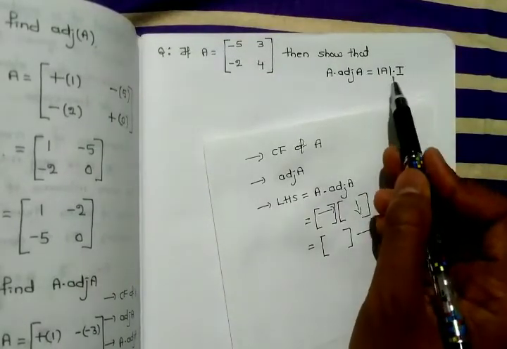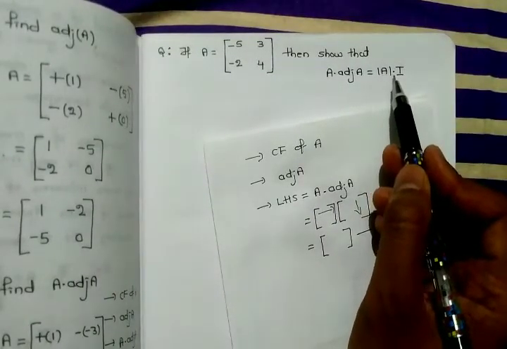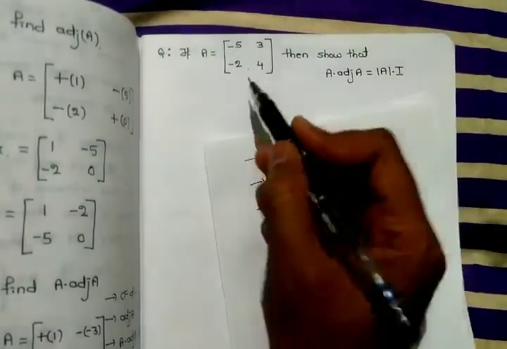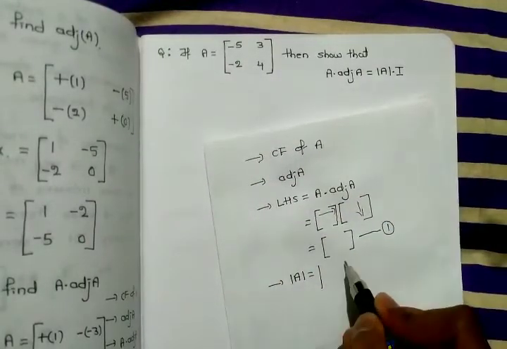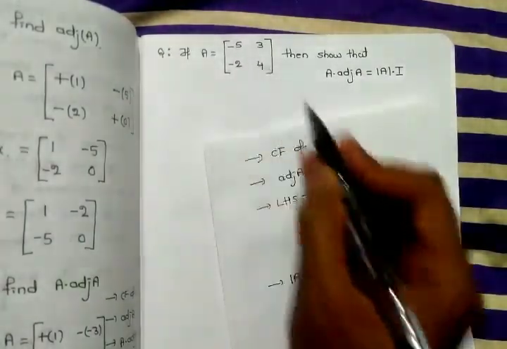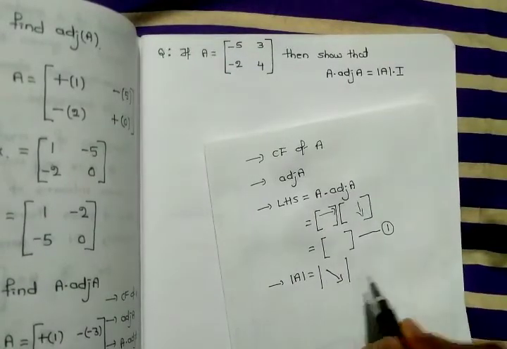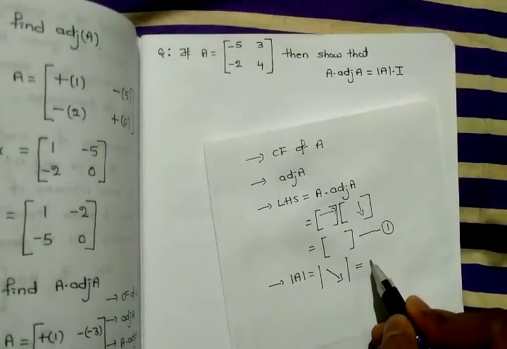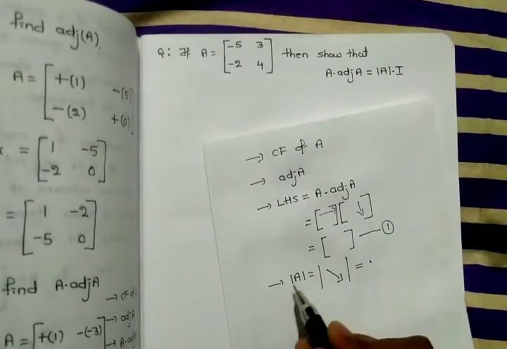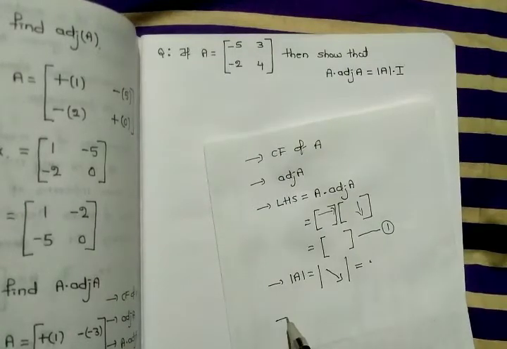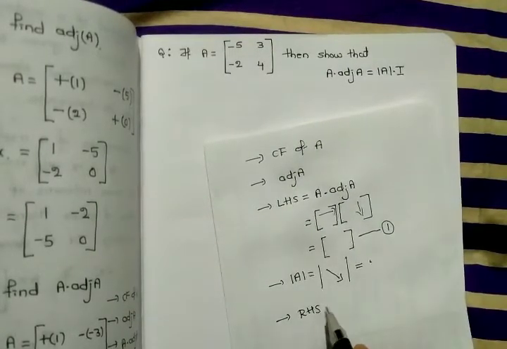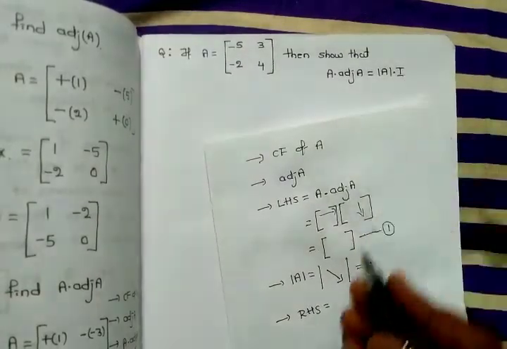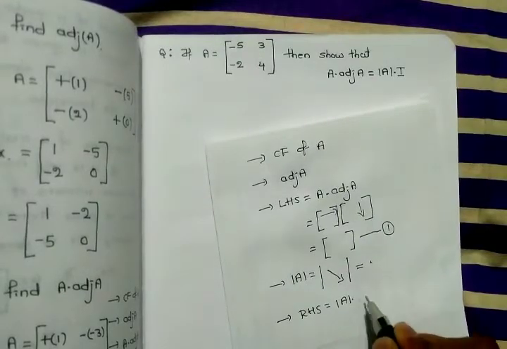So once you get the left hand side, next you need to go for the right hand side value. See the right hand side value first, which value is present here? Determinant of A. So next step, you need to find the determinant of this A value. Keep the determinant symbol, substitute this A value, then cross multiply, middle always negative sign. So you get the determinant of A value. Next, take the right hand side, determinant of A into I.